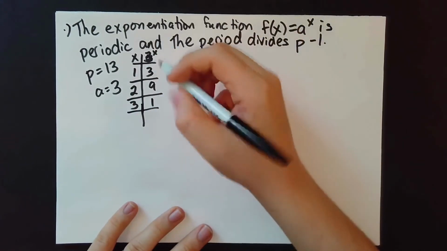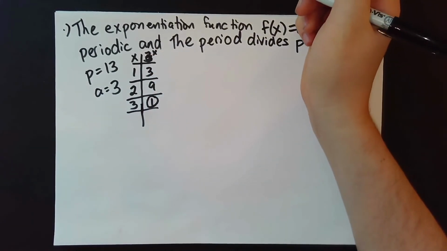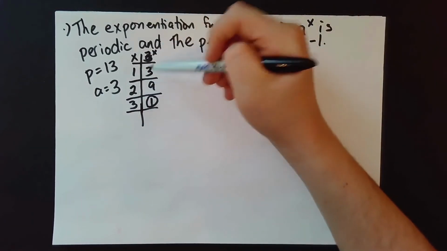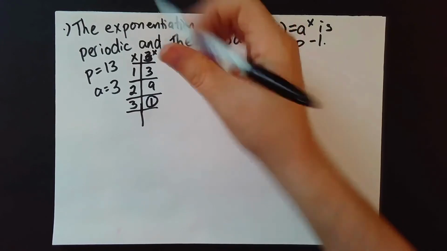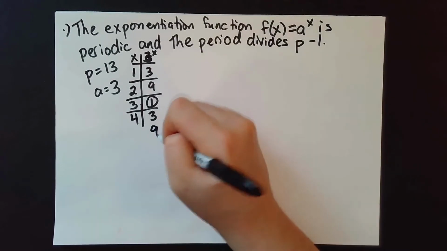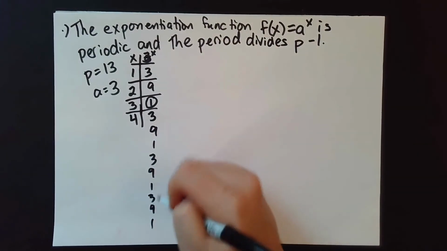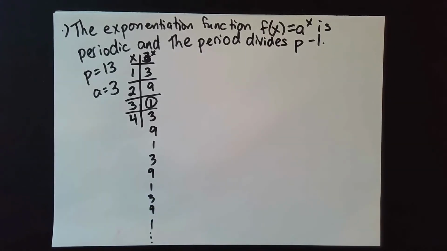And now this 1 tells me that now things are going to repeat. Because when I write down 3 to the fourth, it's now going to be 3. And then from 3, it'll be 9, 1, 3, 9, 1, 3, 9, 1. And so this will repeat 3, 9, 1 forever.